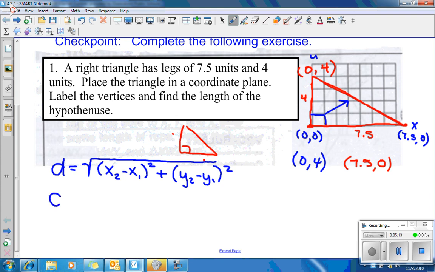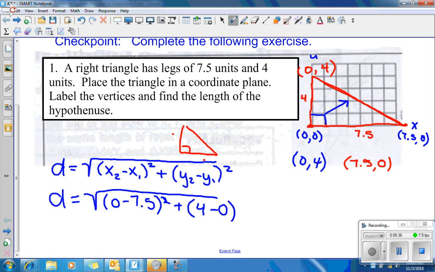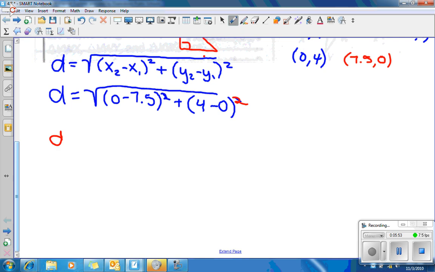All right, so then we substituted into the formula. x2, you can make it the 0 or the 7.5, minus my x1, plus my y2, which would be the 4, minus my y1, which is 0. All right, so you're squaring that second quantity, and you simplify following the order of operations.